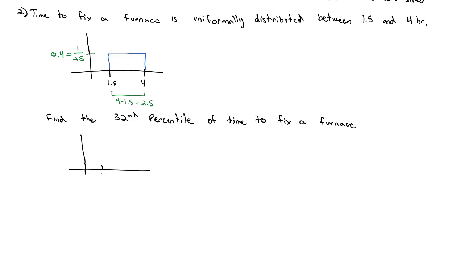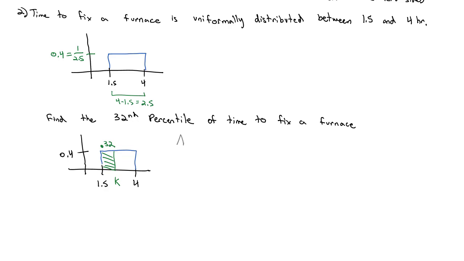We know that it's uniformly distributed from 1.5 to 4. We know the height is 0.4, and the rectangle uniform height goes across. We're looking for the value that's going to cut it. We'll call that value k, because we don't know what that value is. But it's going to cut it so that the area to the left is 32%, or 0.32.